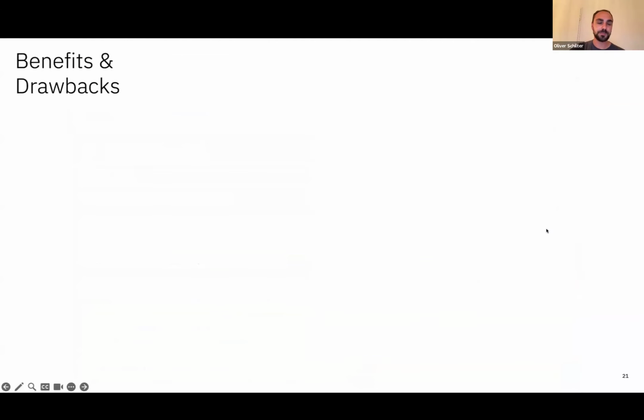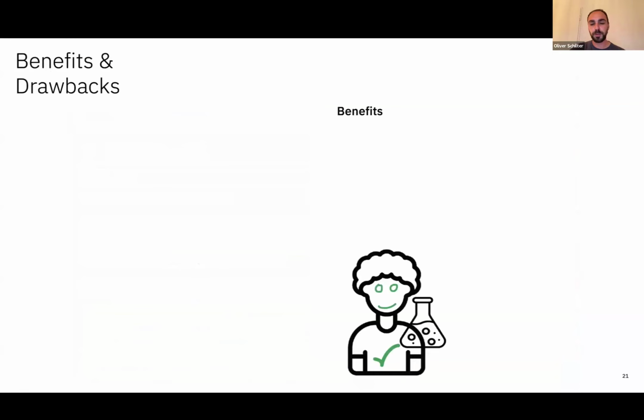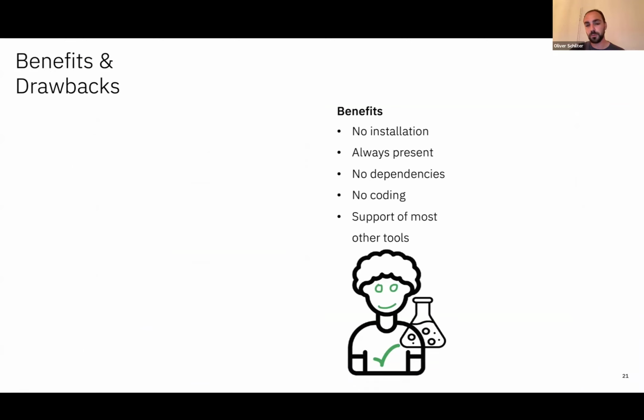And with this, I'll quickly go over the benefits and drawbacks of the approach. The main benefits are that there's no installation, it's always present in the status bar, and you don't have any dependencies that you have to manage later on. So if it works once, it should work all the time. And you need no coding experience. And I would say the formats we currently support are supported by most other tools.